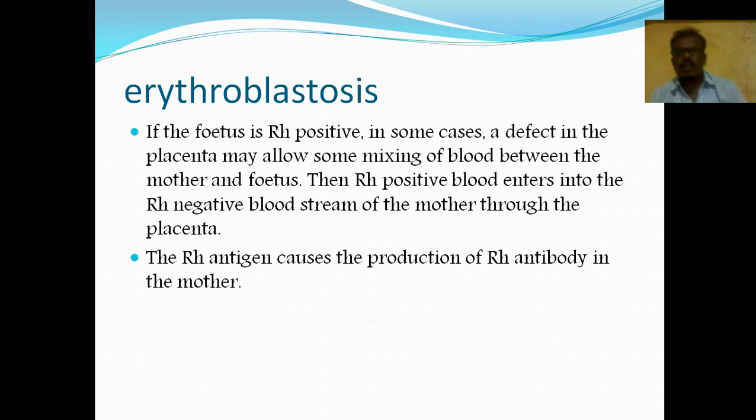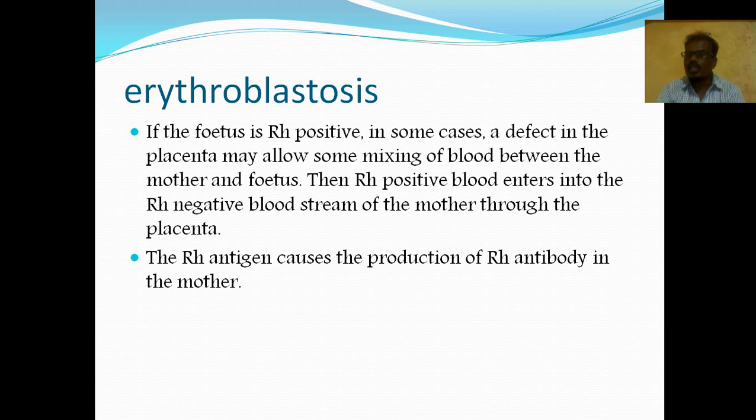Suppose the baby is RH positive; in some cases a reaction may take place. What type of reaction? There will be a defect in the placenta, so the placenta may allow some mixing of blood between the mother and fetus. Due to the defect, the mother's blood and baby's blood are mixed, and RH positive blood enters the RH negative blood. The baby is RH positive and the mother is RH negative, so both mix through the placenta, and a lot of reaction takes place.